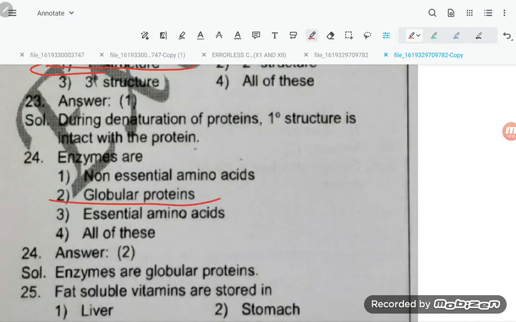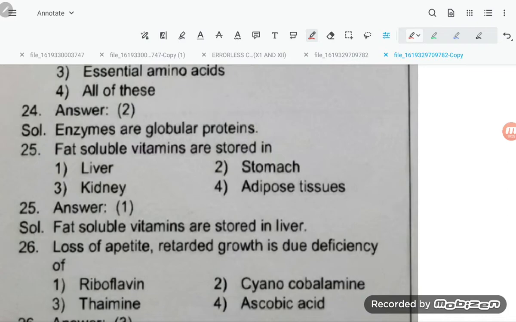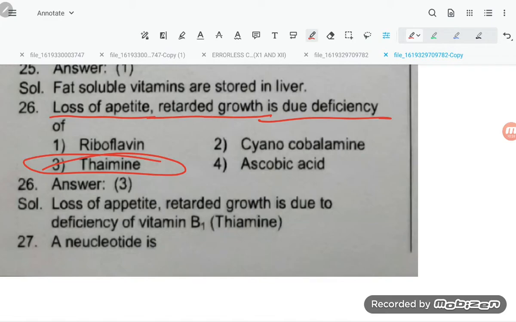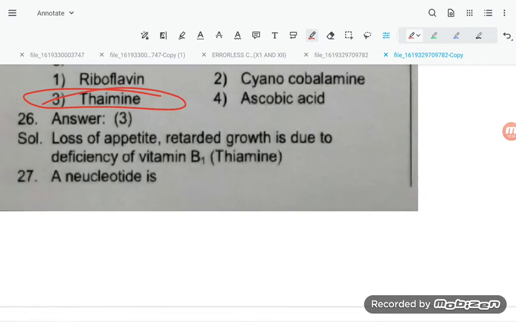Enzymes are globular proteins. Fat soluble vitamins are stored in the liver. Okay, next one. Loss of appetite and retarded growth are due to deficiency of thiamine. So that is vitamin B1.